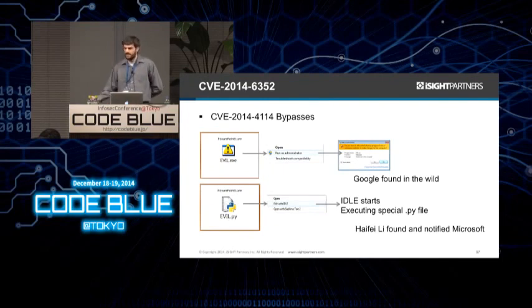That action causes a UAC prompt, and if the user clicks yes, you've got code execution, and it's running at a higher privilege. But that's kind of obvious that something bad might be happening, so maybe it's not as reliable. Haifei Li found that if someone has installed Python on their system, and you embed a Python file in a PowerPoint, the right-click context menu for that, the second one is edit with IDLE.